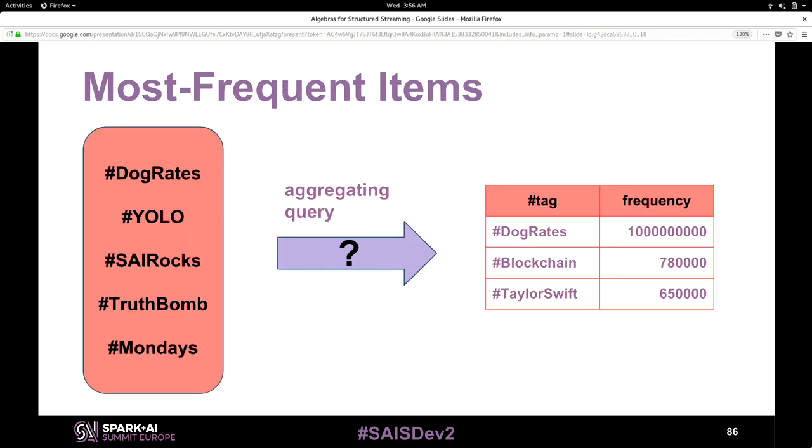So I'll just consider a second kind of application. Suppose that you're interested in tracking the most frequent items in some stream. Here we're just talking about some, say, social media hashtags. And what we'd like coming out is a little table with the most common tags and some frequency. So is there a way we can actually create a structured streaming aggregation for that kind of business logic?